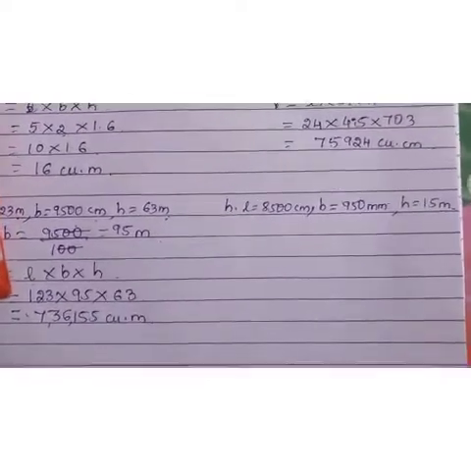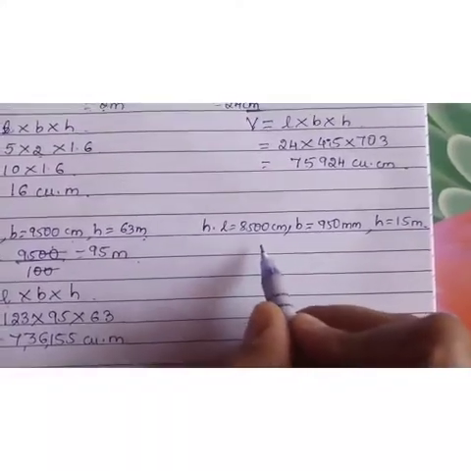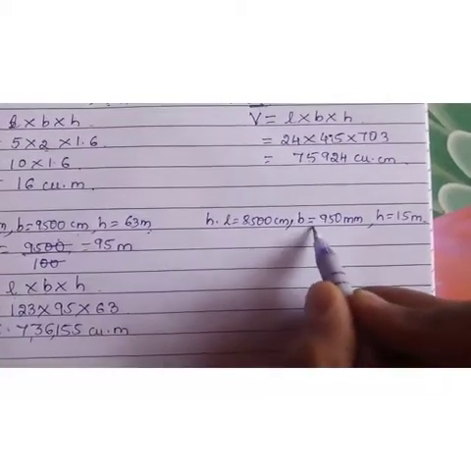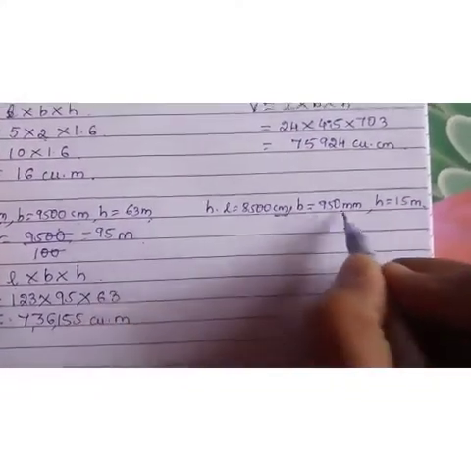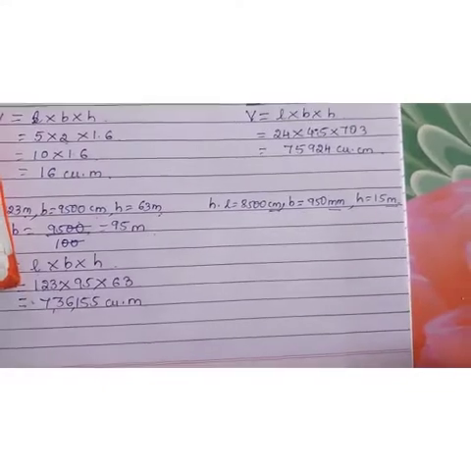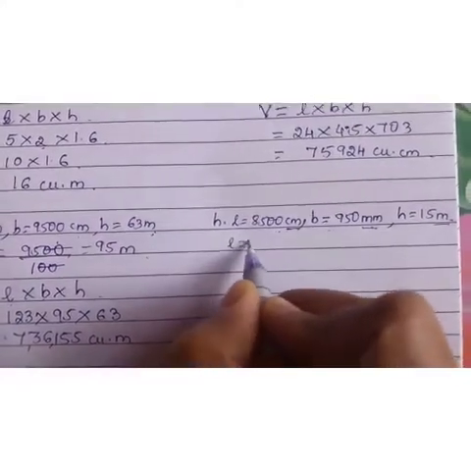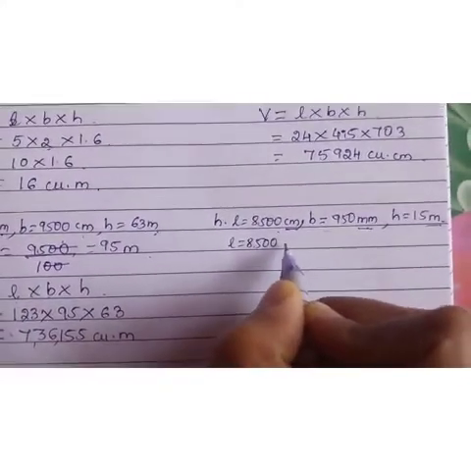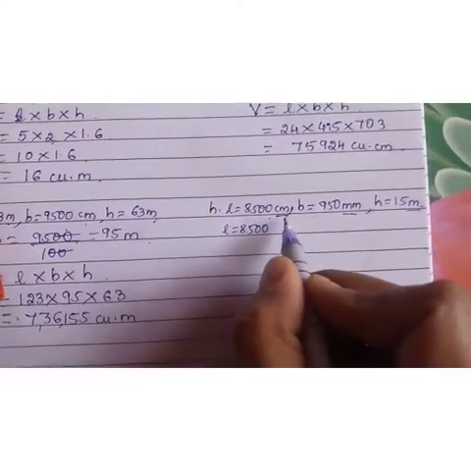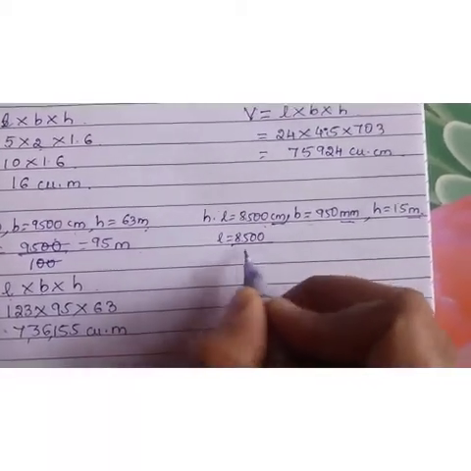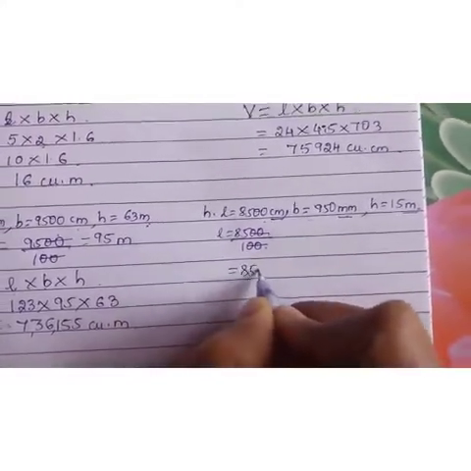Now moving to question number H, that is length is equals to 8500 centimeter, breadth is equals to 950 millimeters and height is equals to 15 meters. When you observe, you find all the three units are different. So now let us convert both these into meters. So length, which is 8500 centimeters, when we convert this into meters, we have to divide it by 100 because 1 centimeter is equals to 1 upon 100 meters. So upon 100, 2 zeros gets cancelled. You get the answer 85 meter.